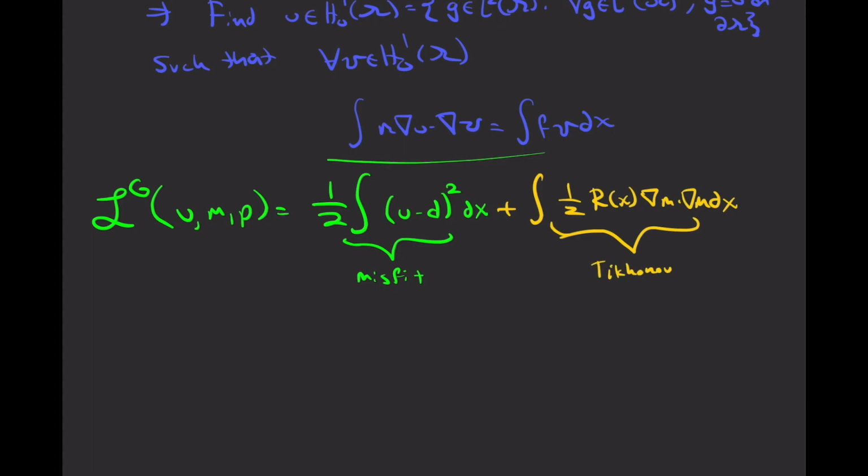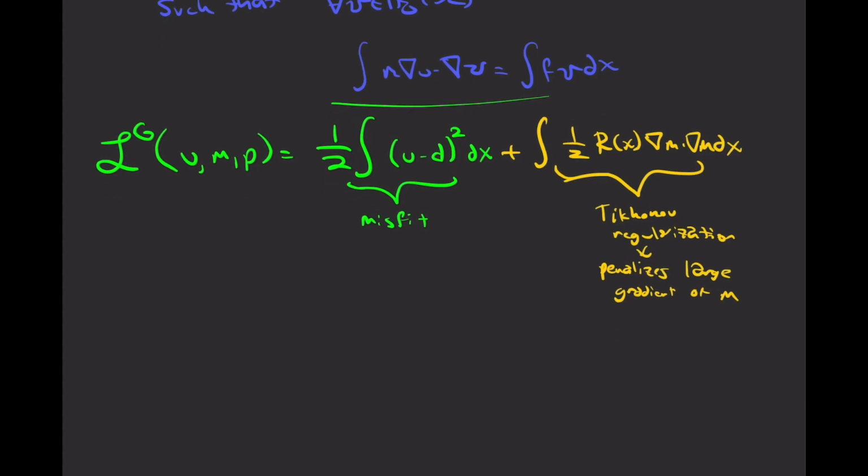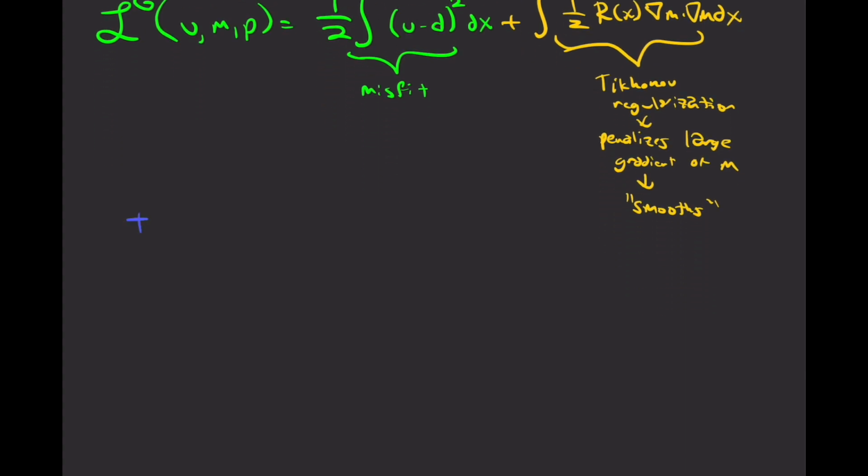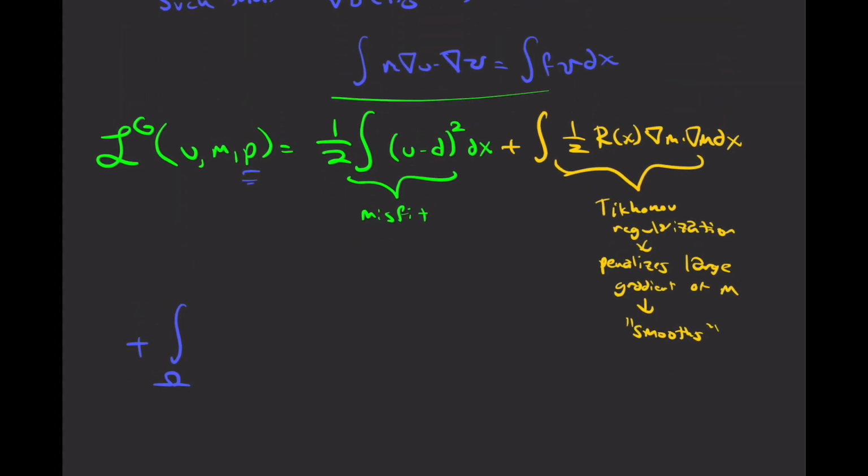So in this context, this is the continuous form of Tikhonov regularization. And this penalizes large gradients of the diffusivity field m. In other words, this smooths our operator. And then we have to constrain via the Lagrange multiplier p our weak form of the PDE. So we subtract this to the other side, we need it to be equal to 0, so v gets replaced with our Lagrange multiplier p, and that is our Lagrangian.